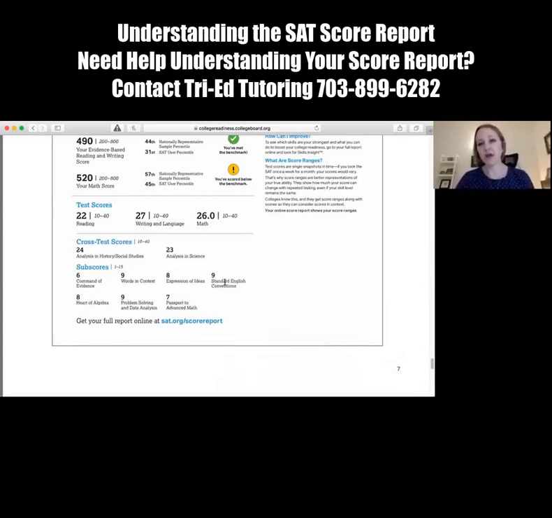And then Passport to Advanced Math would be the Algebra 2 concepts. So if you see a lower score in this area, then it means some of those upper level questions are what was giving the student trouble. So that's the overall breakdown of the information that you get from your score report.